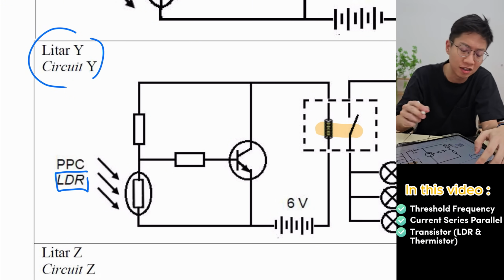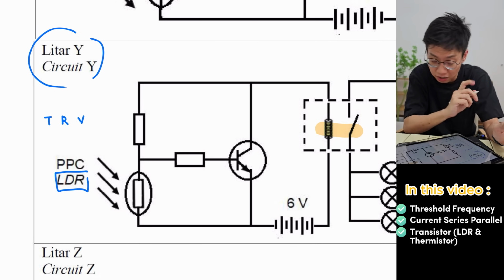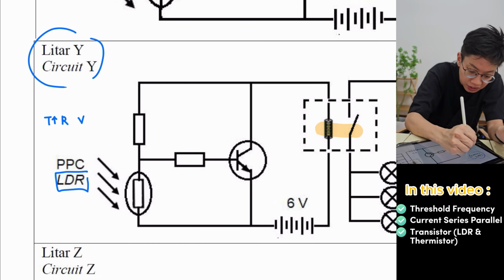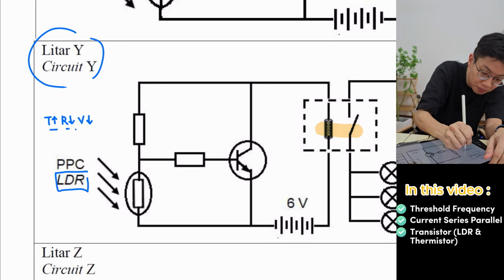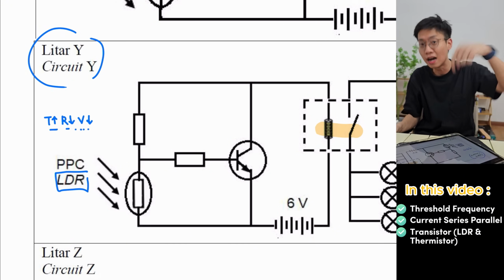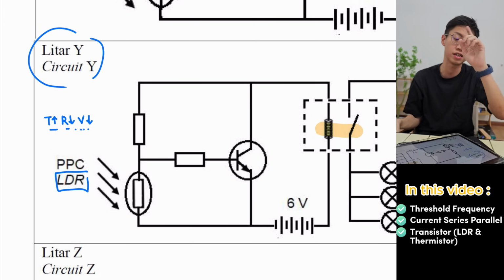Okay, why bottom better? Now, do you remember just now we talked about TRV in our previous question? So when your temperature increases, your resistance decreases, your voltage decreases. So TR is opposite, tapi RV is sama geng punya. R down, V down. T up, R down. Okay, TR is the balik, V and R is always together.